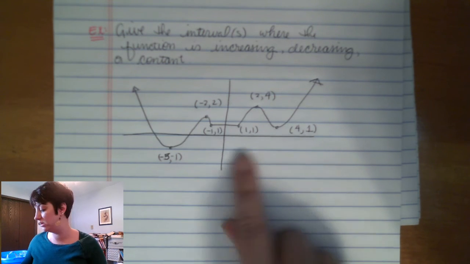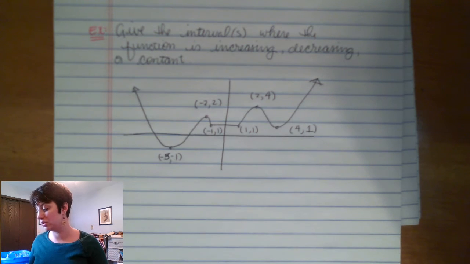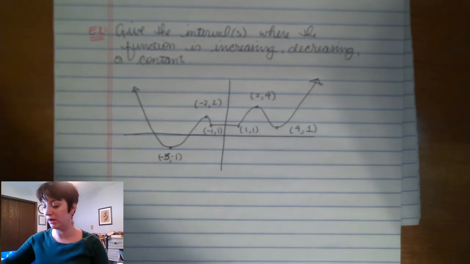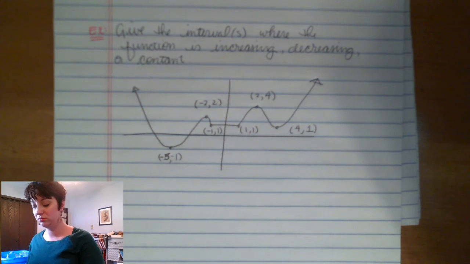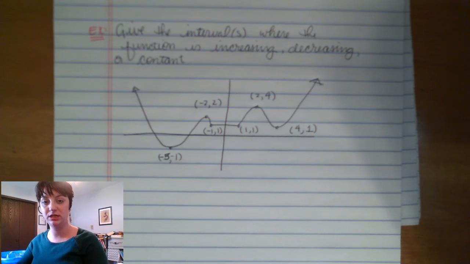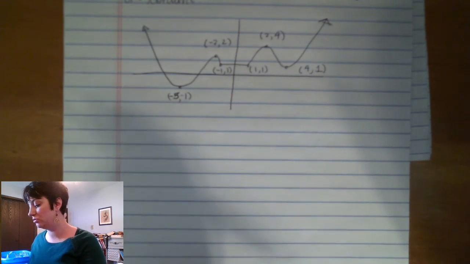Don't worry about the terminology. It's just points where it changes from increasing to decreasing and constant. All right, so I want the intervals or interval where the function is increasing, decreasing, or constant. So I'm going to color code everything.